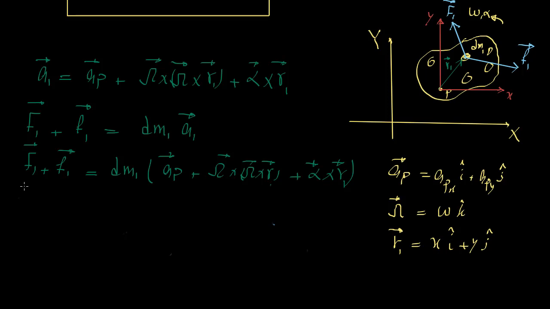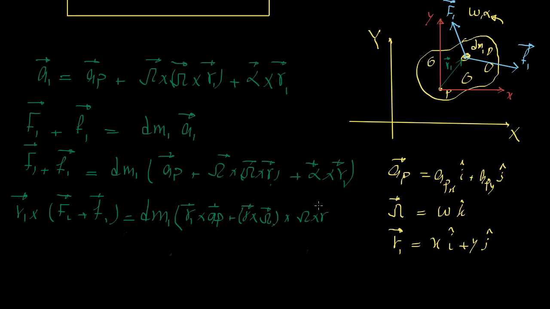Now before substituting these quantities into this equation and doing the cross product, I want to do one further step here, and that is multiplying both sides of this equation by r1. So this would be r1 cross F1 plus f1 is equal to dm1 times, and here we are going to have r1 cross AP plus r1 cross omega cross omega cross r1 plus r1 cross alpha cross r1. We can do that. We just multiply both sides of that equation by r1.